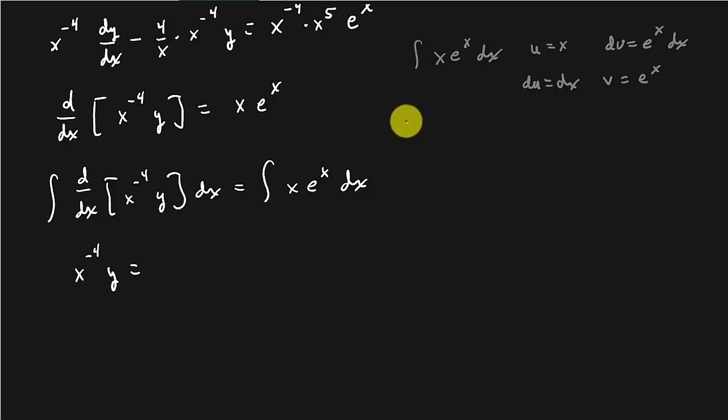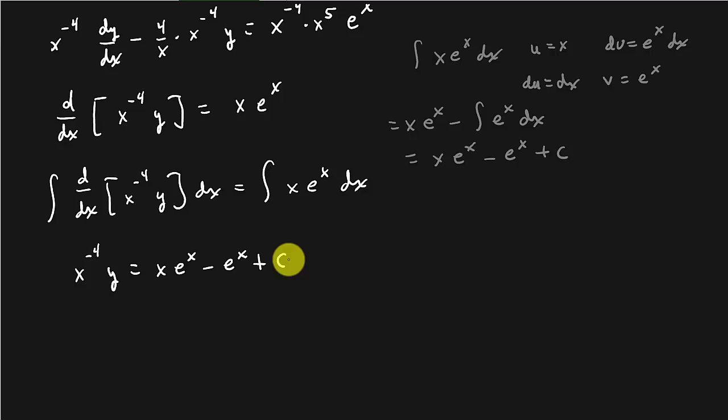And so that's going to be x e to the x minus the integral of e to the x dx, which is x e to the x minus e to the x plus c. All right, so this is going to equal x e to the x minus e to the x plus c. Let me change colors back. That's x e to the x minus e to the x plus c. So there we have it.